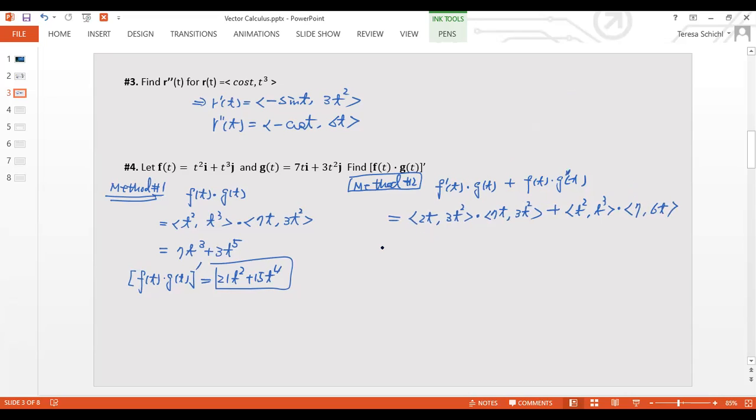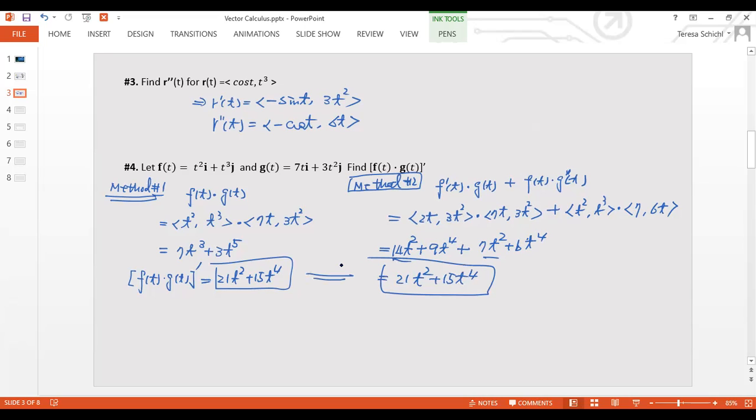Now let's do the dot product. 2 times 7 is 14t squared, plus 3 times 3t squared is 9t to the fourth. Then plus t times 6t is 6t to the fourth, and t times 7 is 7t squared. Now you combine the similar terms, so this one will give you 21t squared plus 15t to the fourth.